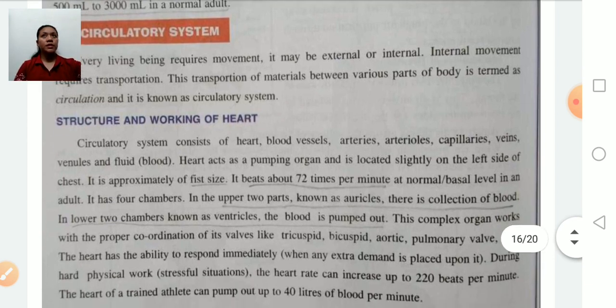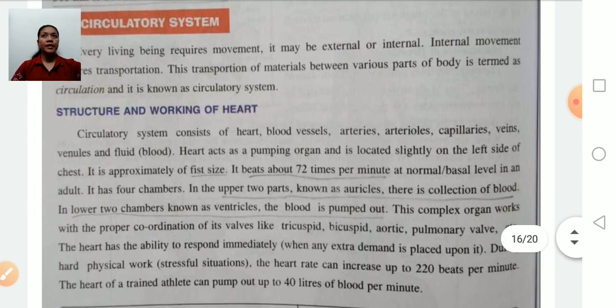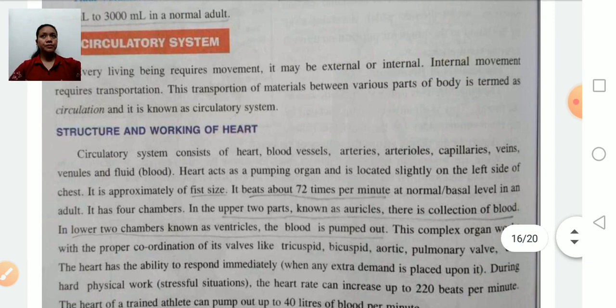Circulatory system means circulation of blood, and the blood carries various nutrients, minerals, etc. And through the blood, it circulates throughout the body and also removes the waste products from the body.